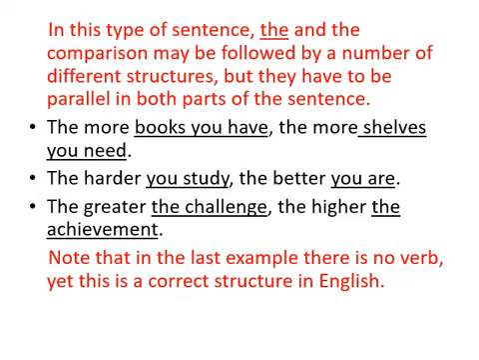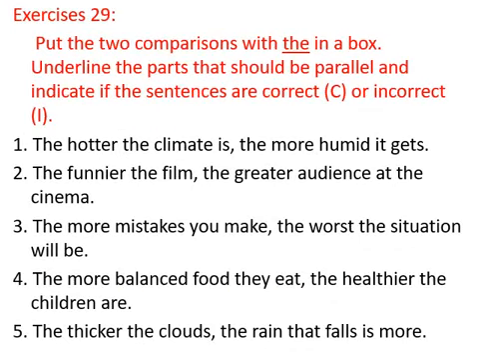طيب, note that in the last example, خدوا بالكم بقى, there is no verb, yet this is a correct structure in English. أنا هنا استعملت اسمين. The challenge, the achievement. فما كانش عندي فعل. ممكن الستراكشر ده ما يبقاش عندي فعل والجملة تبقى صح. طيب let's look at exercise 29.